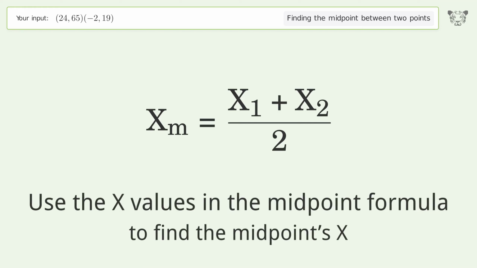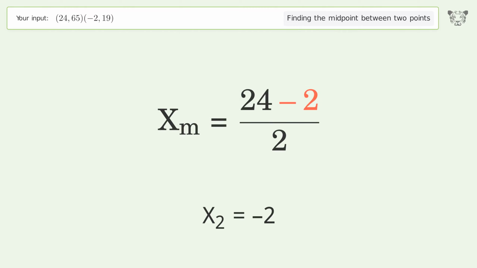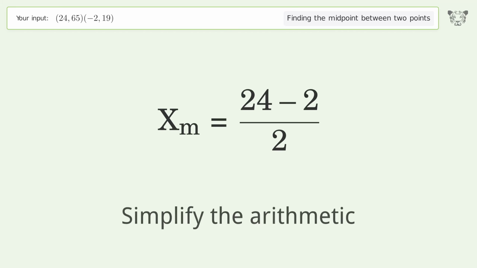Use the x values in the midpoint formula to find the midpoint's x. x1 equals 24. x2 equals -2. Simplify the arithmetic.